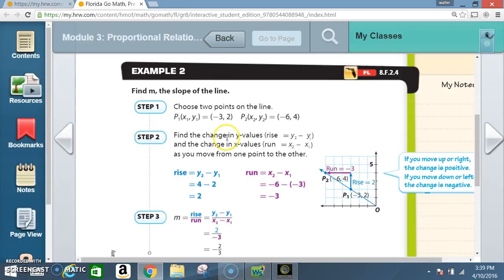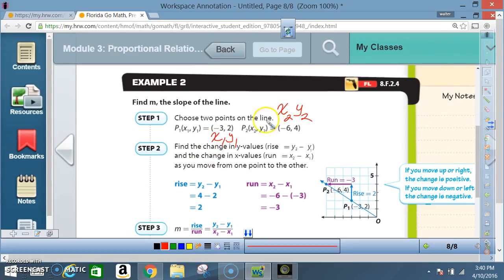Step 2, find the change in y values, that's the rise, so that's y2 minus y1. And the change in the x values, that's the run, that's x2 minus x1. So the rise, they have y2 being 4 minus 2, and 4 minus 2 is 2. For the run, they have x2 minus x1, that ends up being -6 minus, that's in the formula, a -3, that was the value of x, and that's equal to a -3.